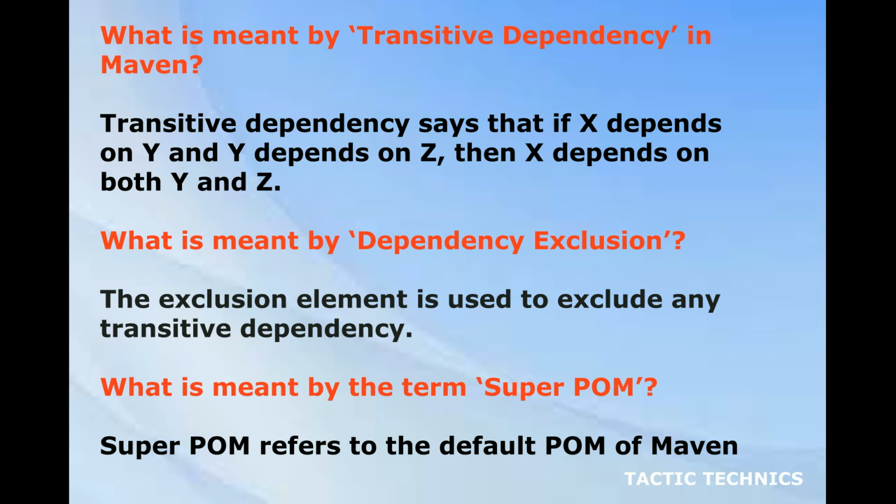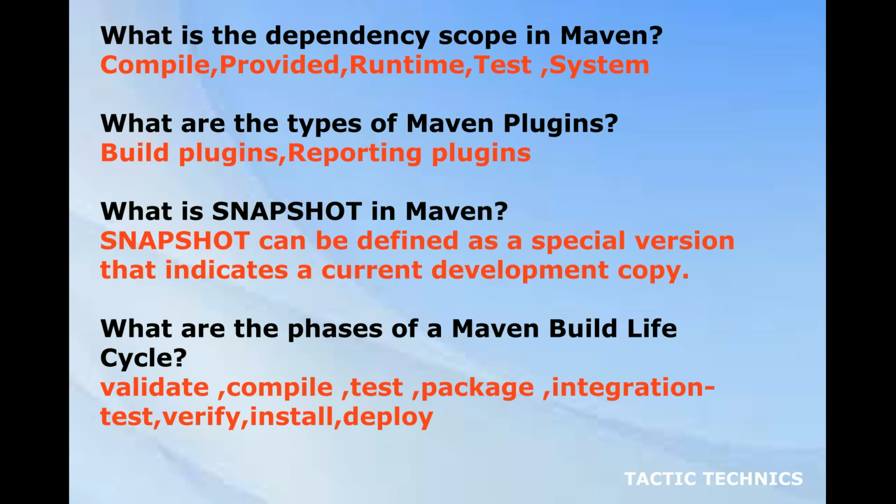What is meant by transitive dependency in Maven? Transitive dependency says that if X depends on Y and Y depends on Z, then X depends on both Y and Z. What is meant by dependency exclusion? The exclusion element is used to exclude any transitive dependency. What is meant by the term super POM? Super POM refers to the default POM of Maven. What is the dependency scope in Maven? Compile, provided, runtime, test, system.